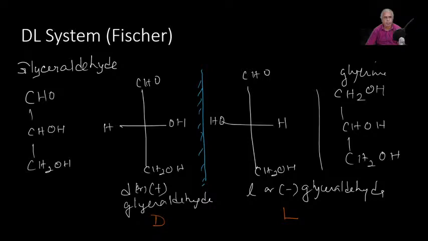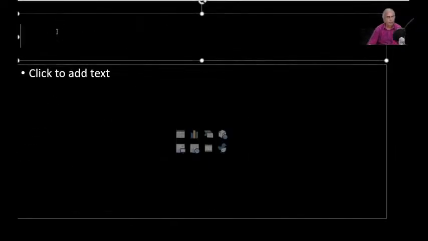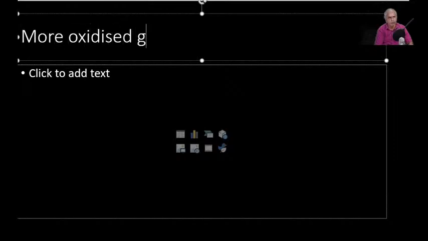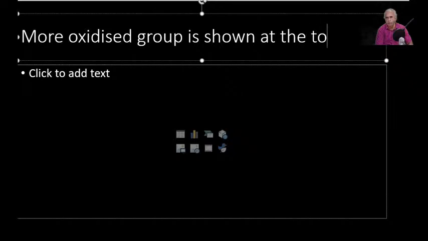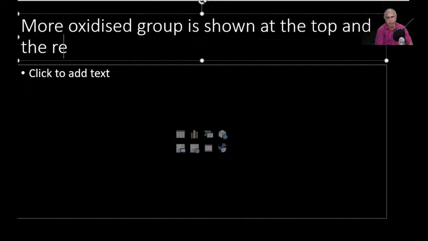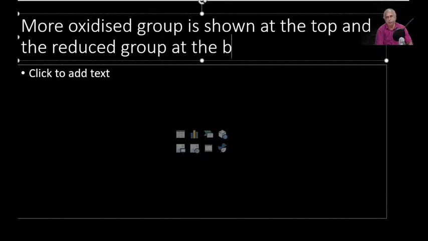Okay, now as I mentioned, the more oxidized group is shown at the top and the reduced group is shown at the bottom. So this is by convention.